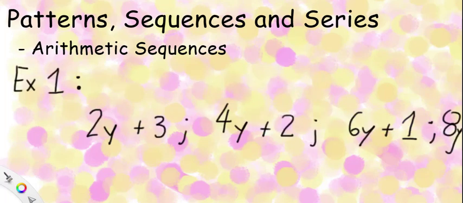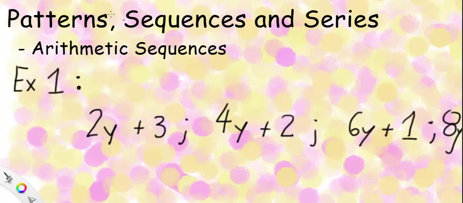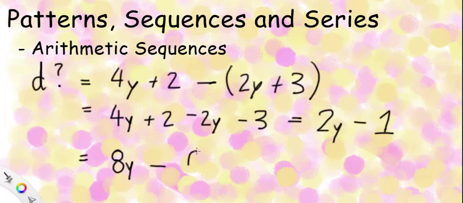Let's check and confirm our answer by using the last two terms as well. So for that, we're going to have 8y minus, let's see that term, 6y plus 1, yes, minus, open brackets, remember the brackets, 6y plus 1.